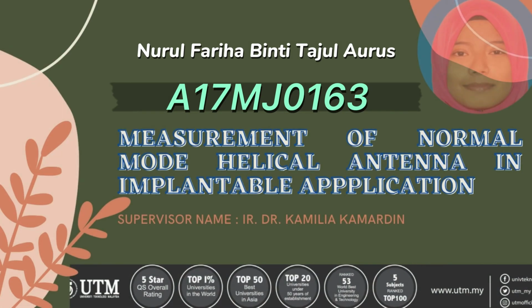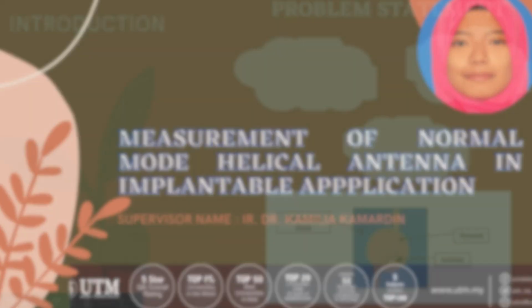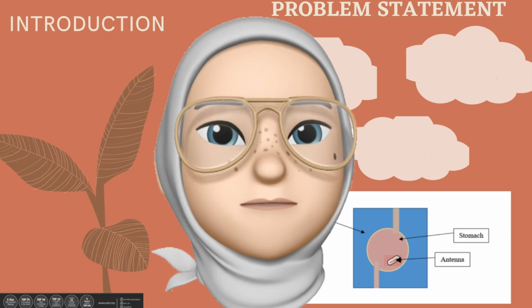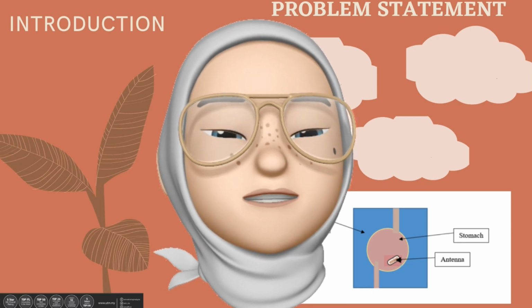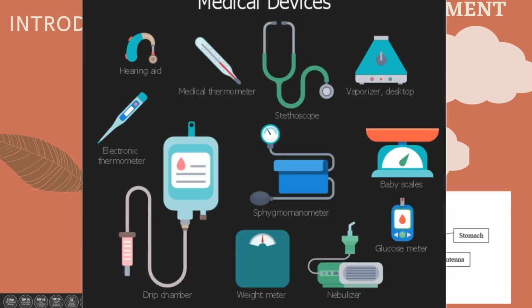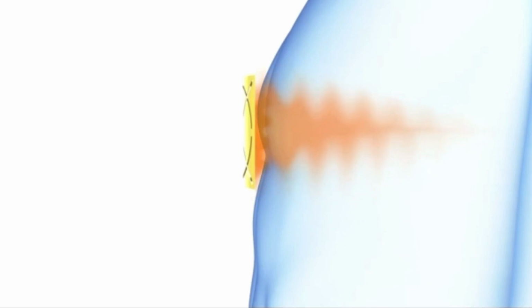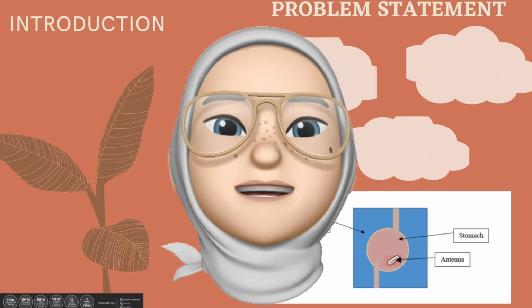Measurement of normal mode helical antenna in implantable application. Implantable application is known as implantable medical devices, where medical devices are implanted inside the human body through a medical procedure to observe the health condition of a patient. Implantable antennas are used widely in medical applications.